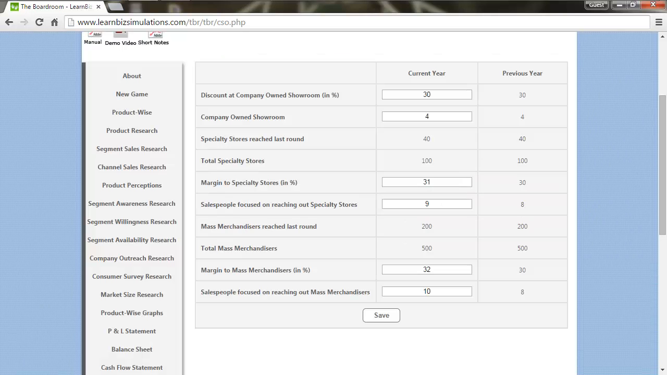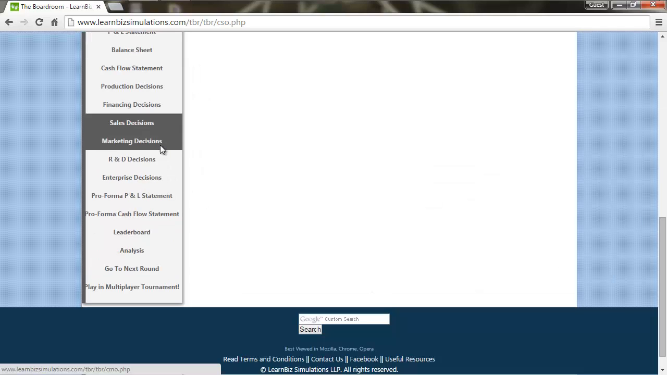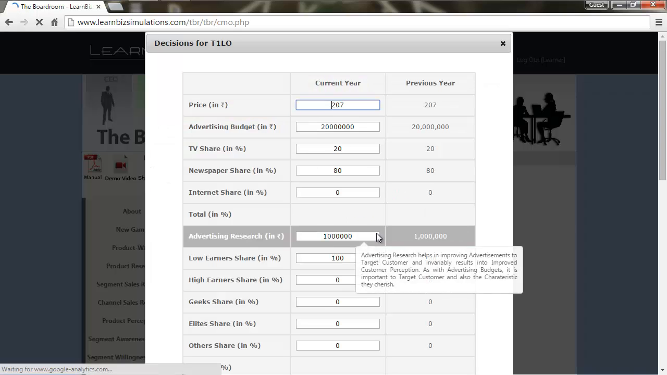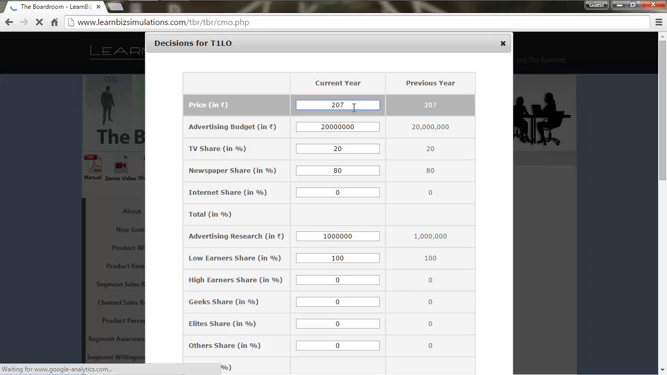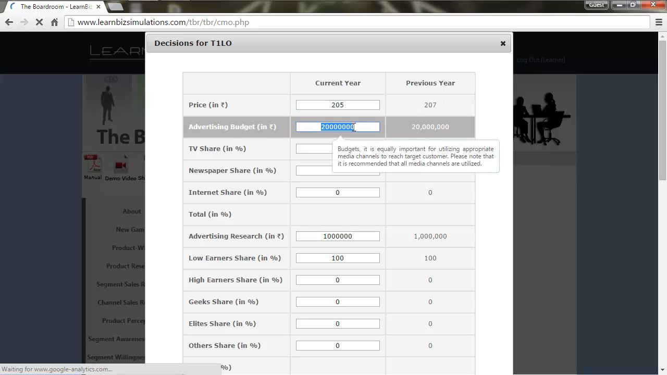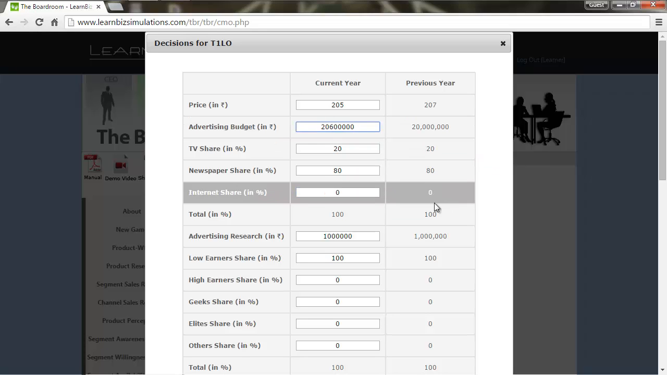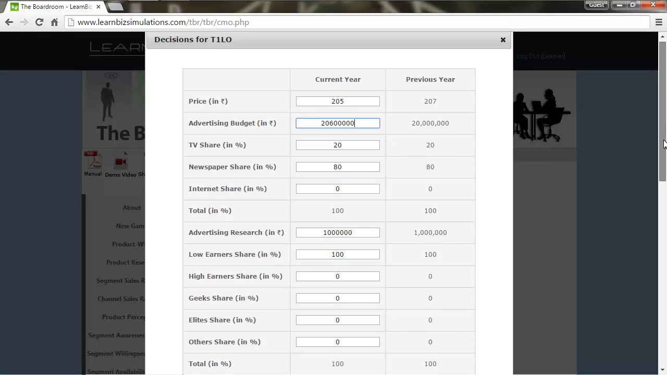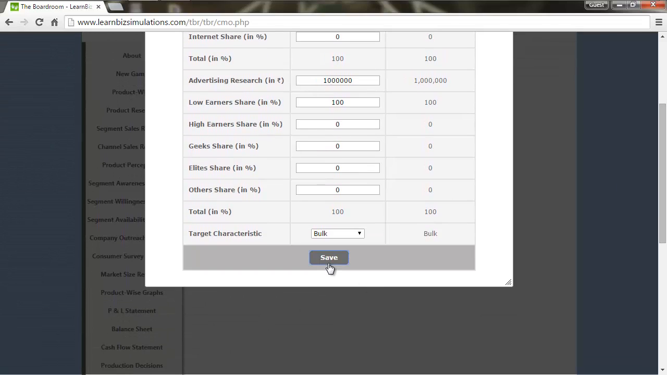Move on to the next decision tab, Marketing Decisions. On choosing the product category T1LO, we decide to reduce the price from 207 to 205. Increase the advertising budget by about 3%, to $20.6 million. We decide to retain the TV and newspaper share as it is and also not to make any further changes to other parameters. Save the decision.